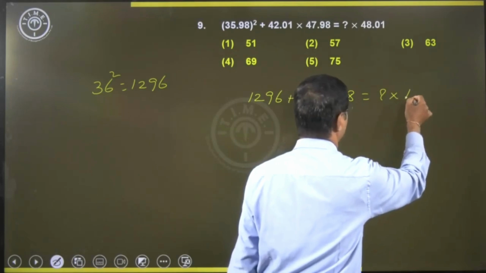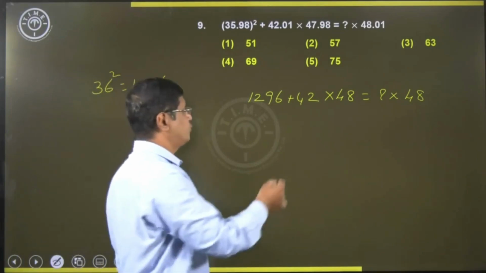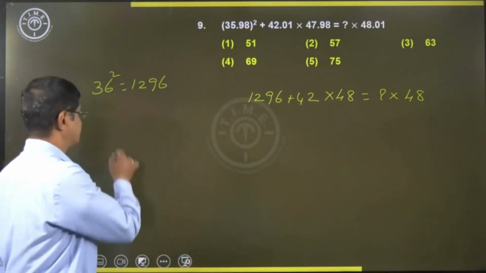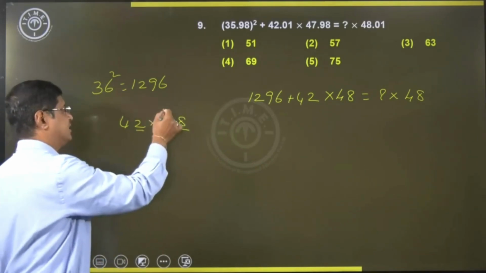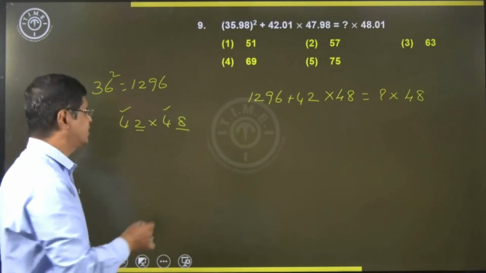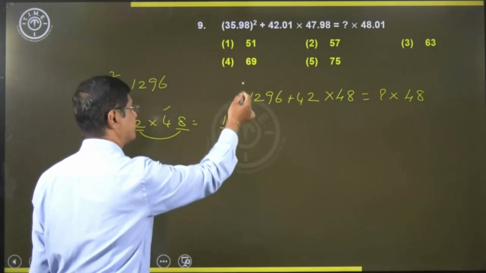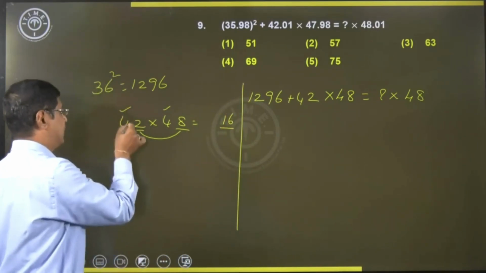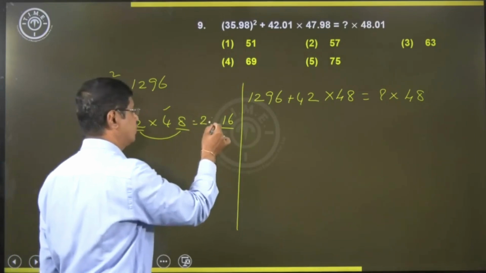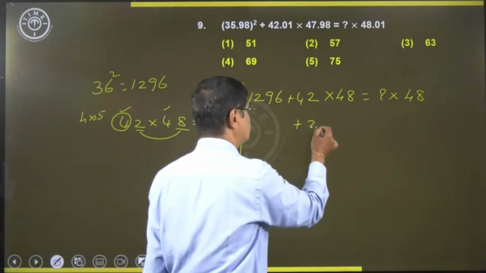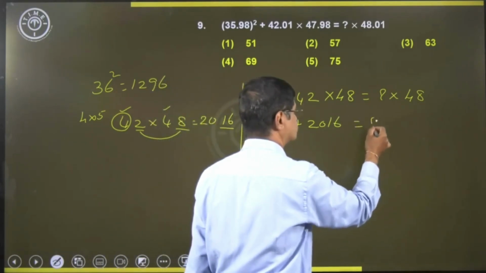Question mark into 48.01, that is 48. Dear students, 42 into 48. Look at this logic. 42 into 48 means here the sum of the unit digits is 10 and the tens digit is the same. In such a case, the product of the unit digits, write down in the last two places. 2 into 8, 16. Multiply the 4 with the next consecutive value. So 4 into 5, that is 20. So what is the result here? 2016 and 1296 is equal to question mark into 48.